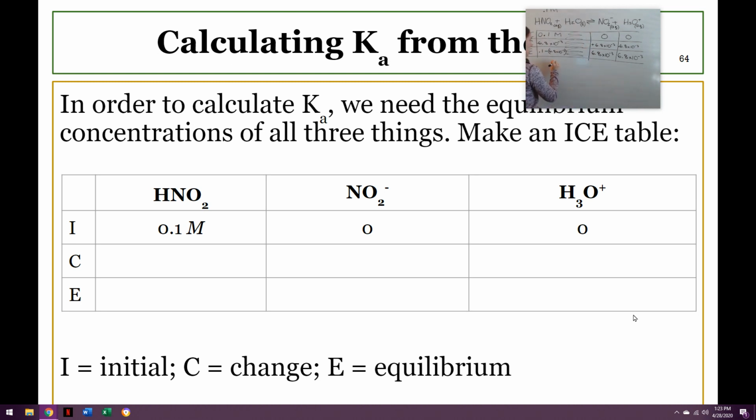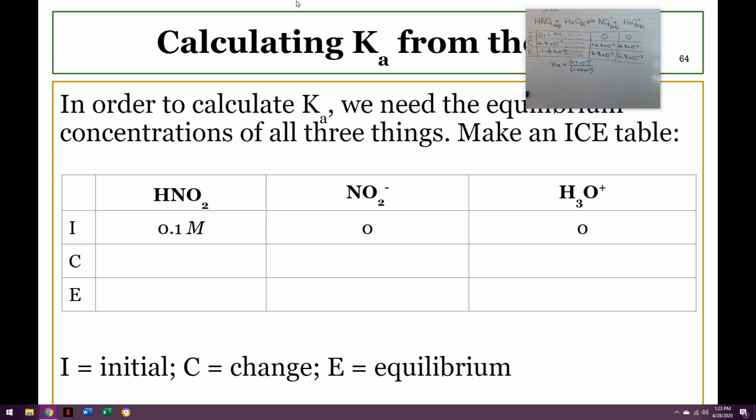We have Ka equal to 6.8 times 10 to the negative 3 times 6.8 times 10 to the negative 3, which is the same thing as saying it's squared. And then our equilibrium is going to be 0.1 minus 6.8 times 10 to the negative 3. That is your equilibrium concentration of HNO2.